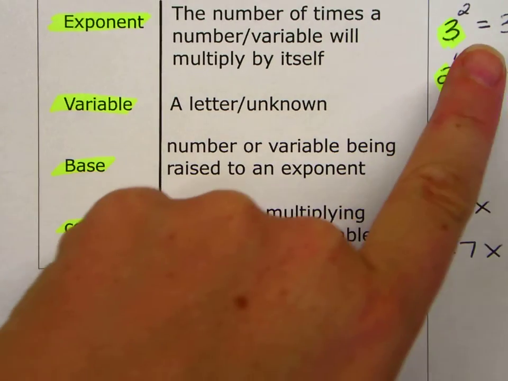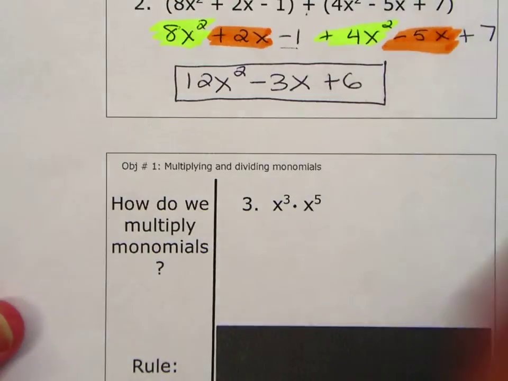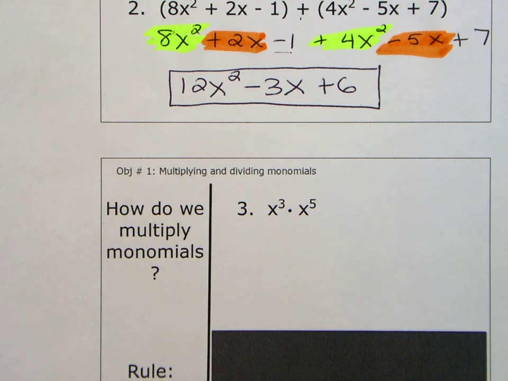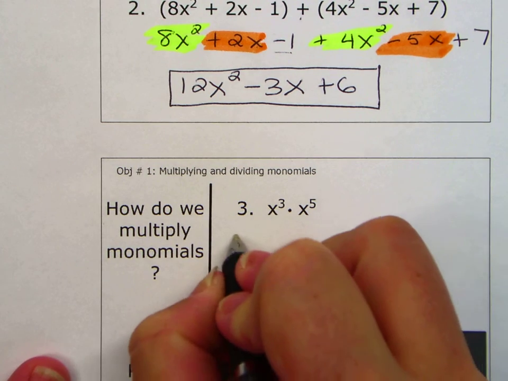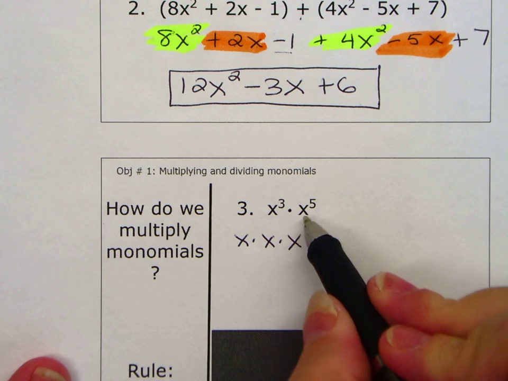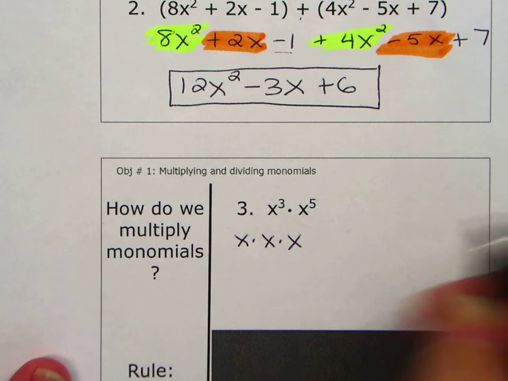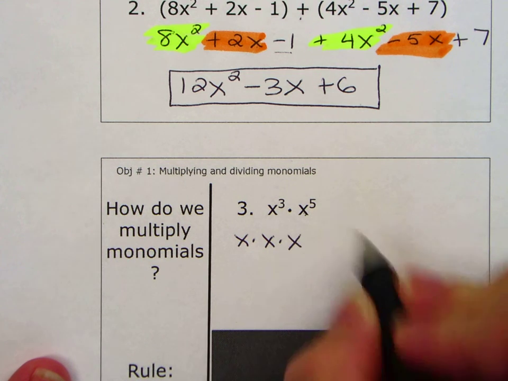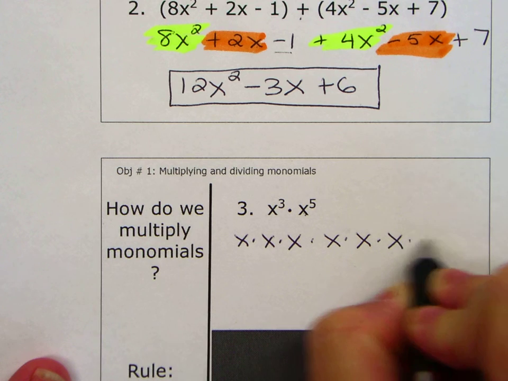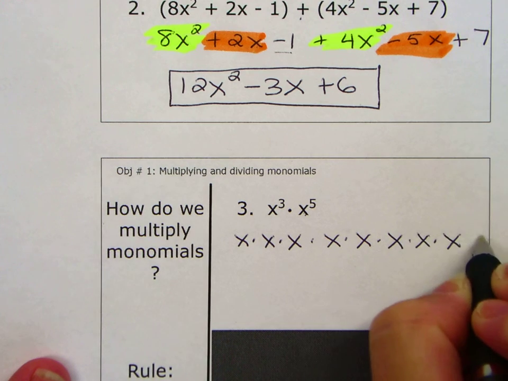So 3 squared meant 3 times 3. So in this case, number 3, we're going to do this super basic to start. What does x to the third really mean? It just means x times itself 3 times, right? What does x to the fifth mean? X times itself 5 times. 1, 2, 3, 4, 5.